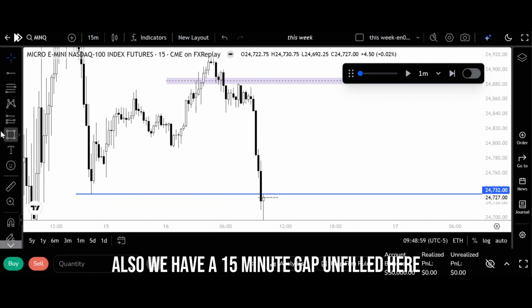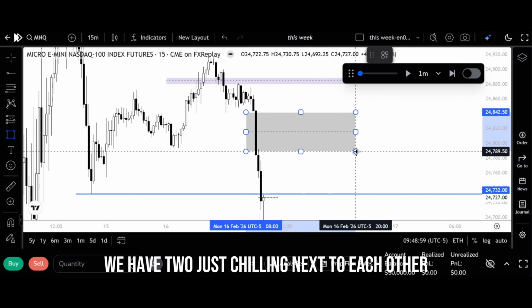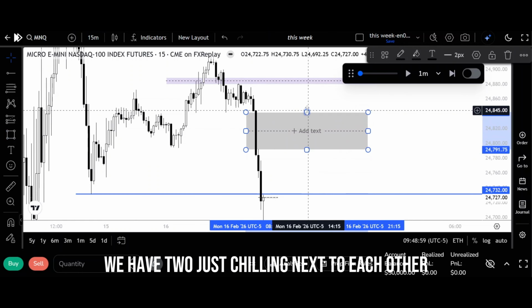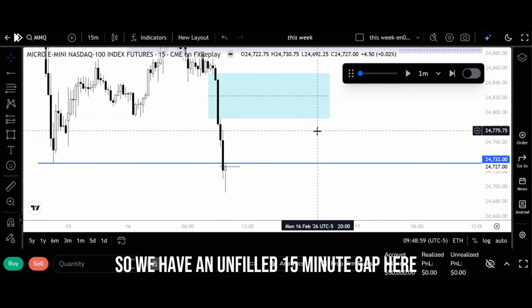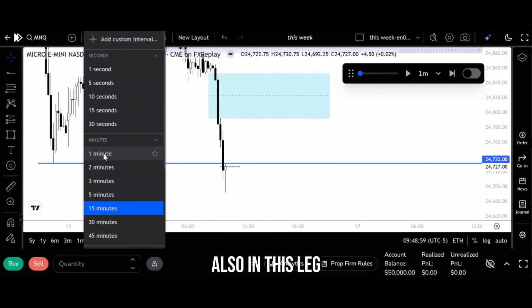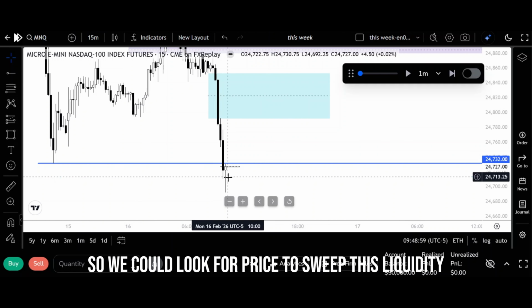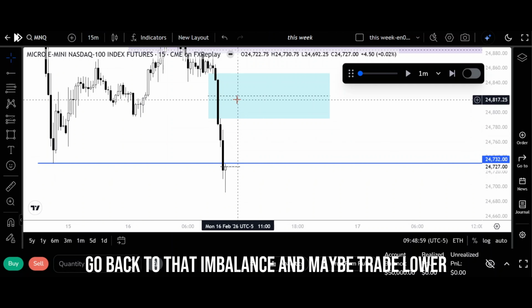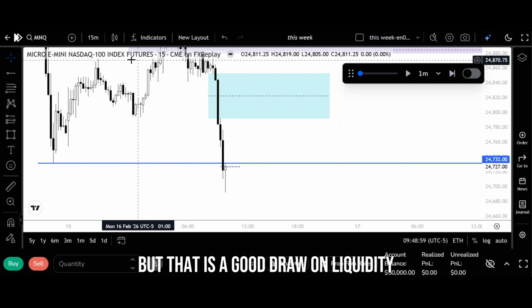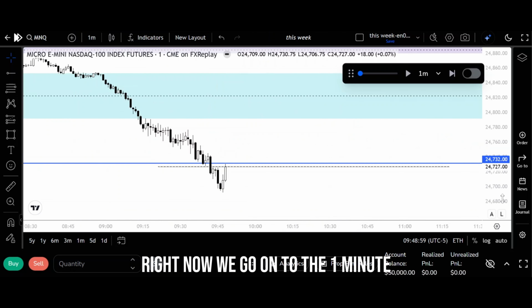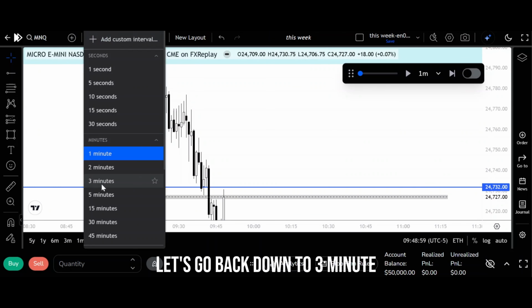Also, we have a 15-minute gap unfilled here. We have two just chilling next to each other. So we have an unfilled 15-minute gap here also in this leg. So we could look for price to sweep this liquidity, go back to that imbalance and maybe trade lower, but that is a good draw on liquidity right now. We go on to the 1-minute. Let's go back down to the 3-minute.